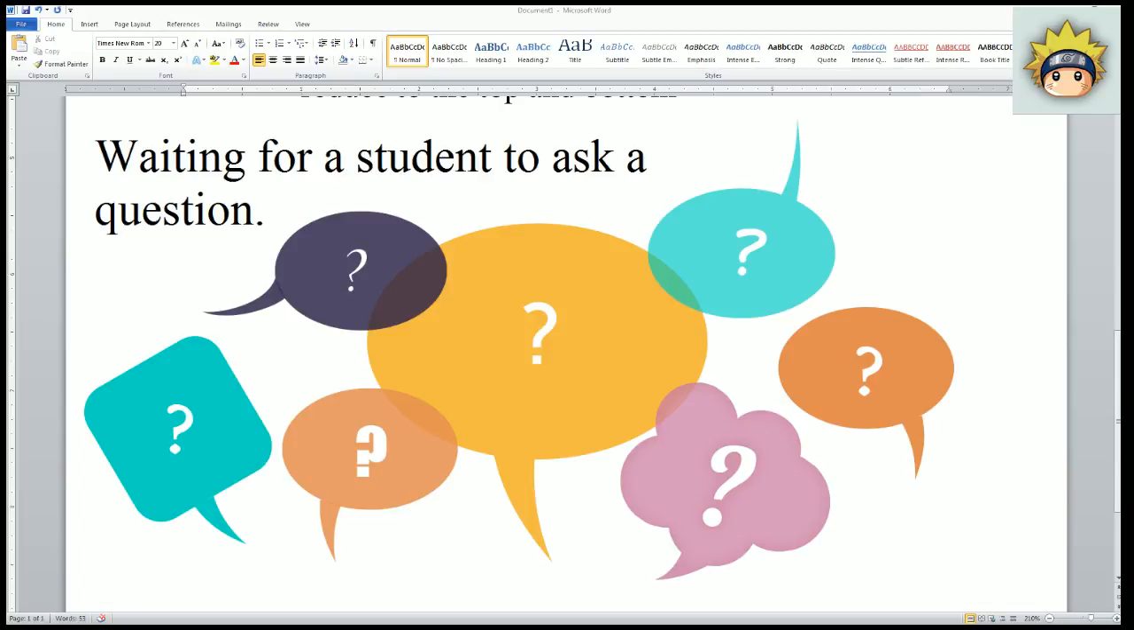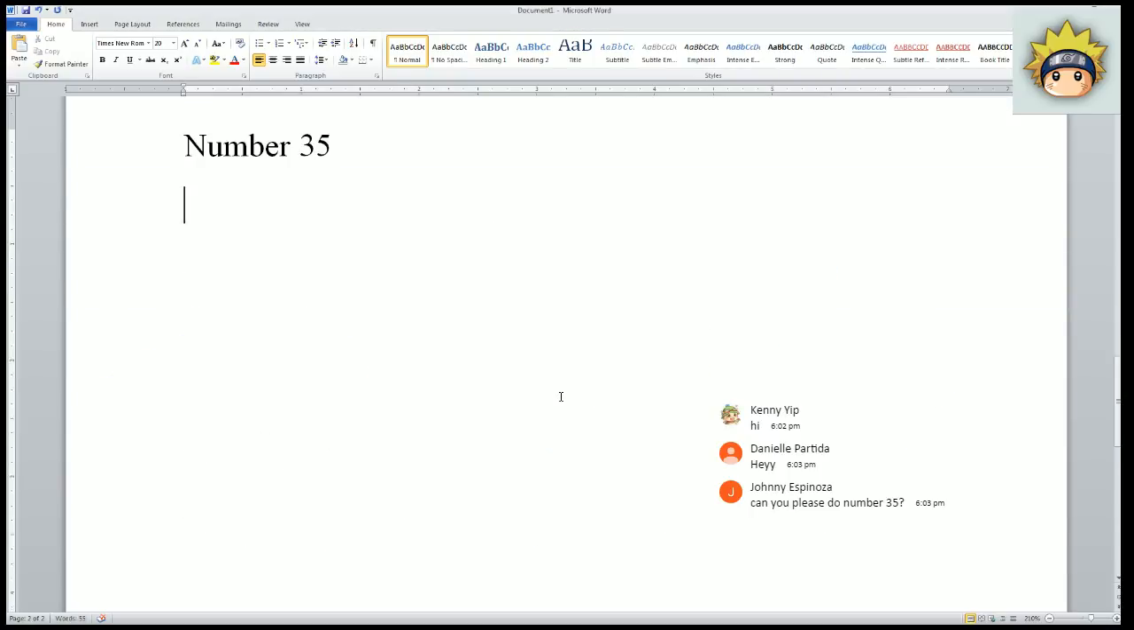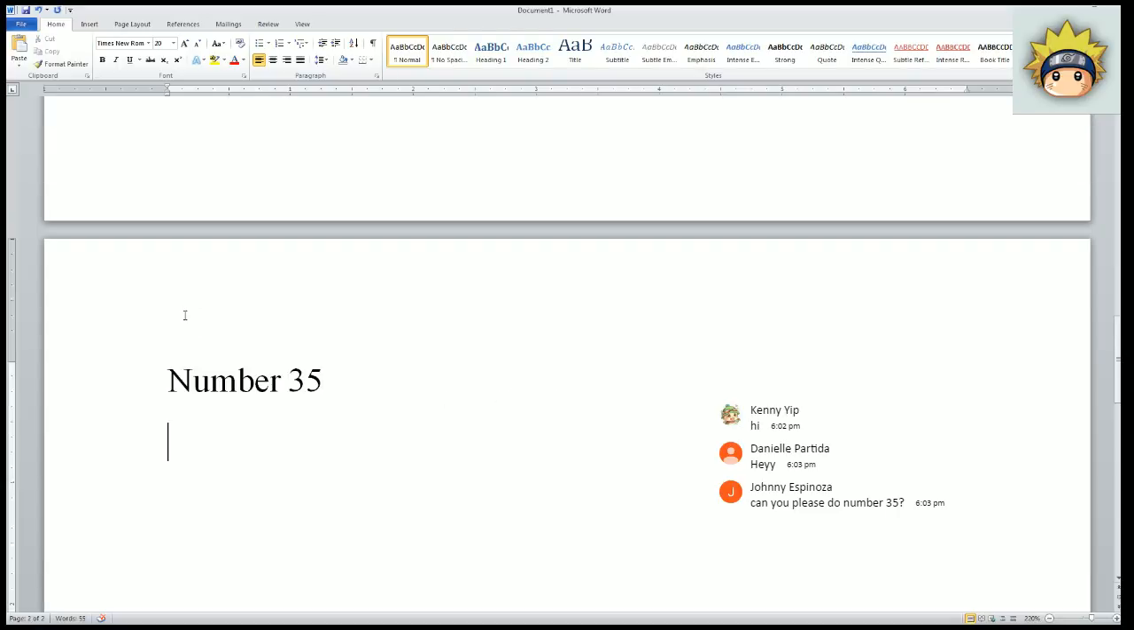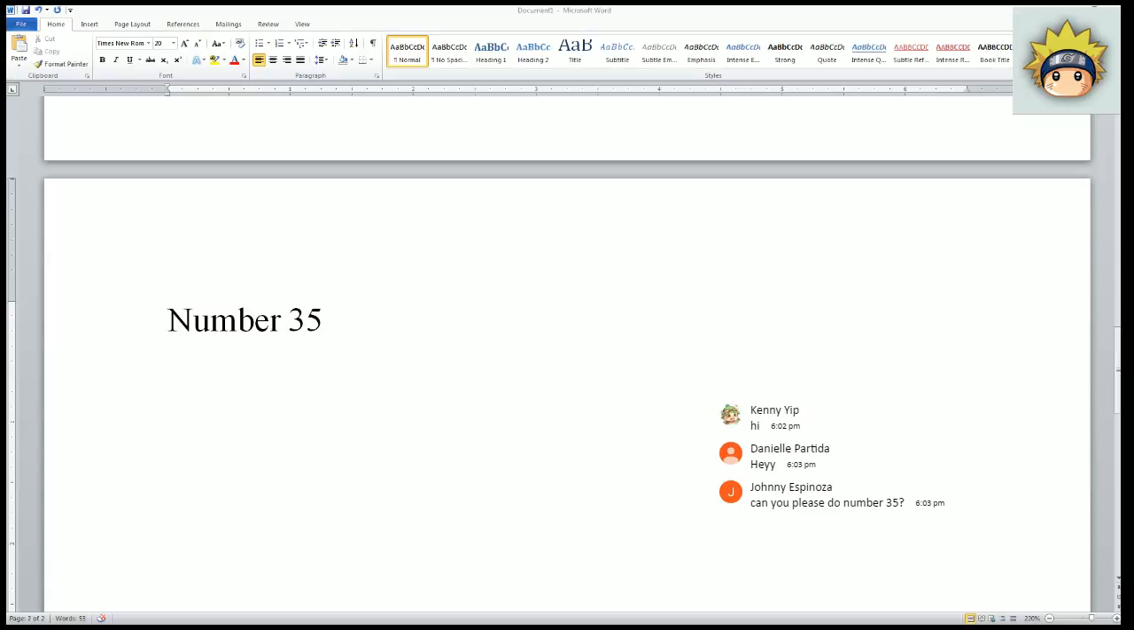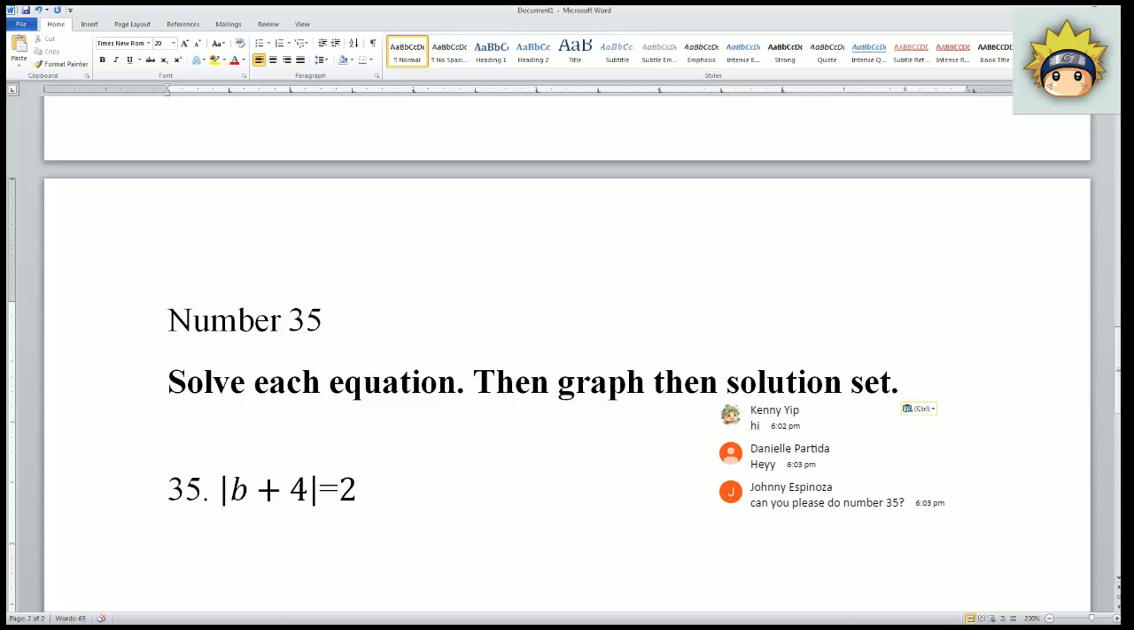Let's see, number 35. Okay, that's going to be your first question. Number 35 is this problem, and I think the instructions for this were to solve each equation, then write the solution set.